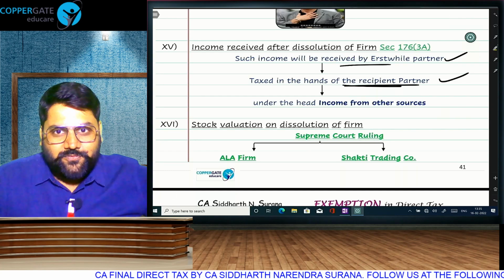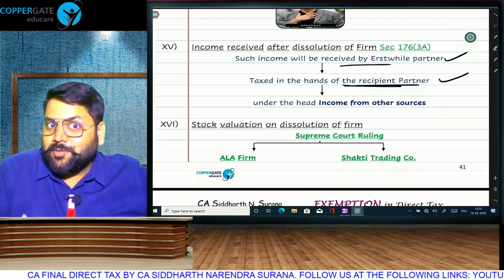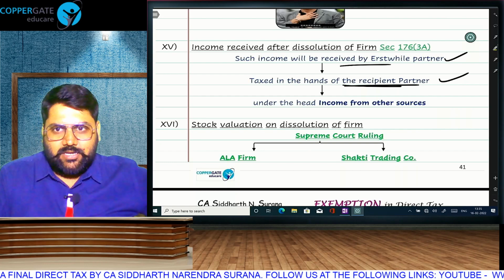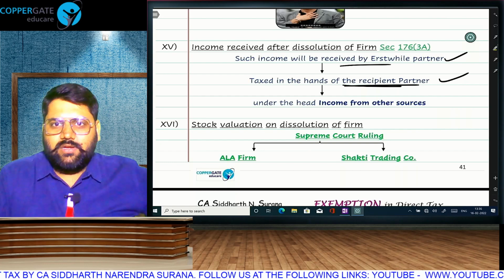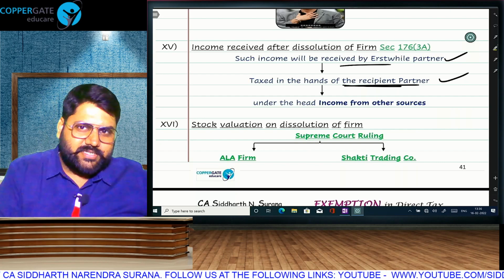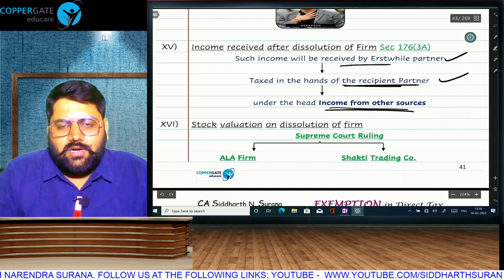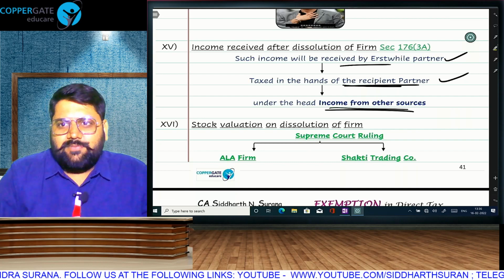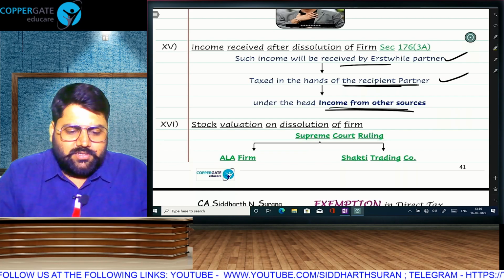Sir, you said the dissolved firm will be deemed to be in existence only for the purpose of recovery, not for the purpose of creating any new income. So, the dissolved firm will be deemed to be in existence only for the purpose of recovery. Now, income will be received by the partner, taxable for the partner under the head income from other sources.